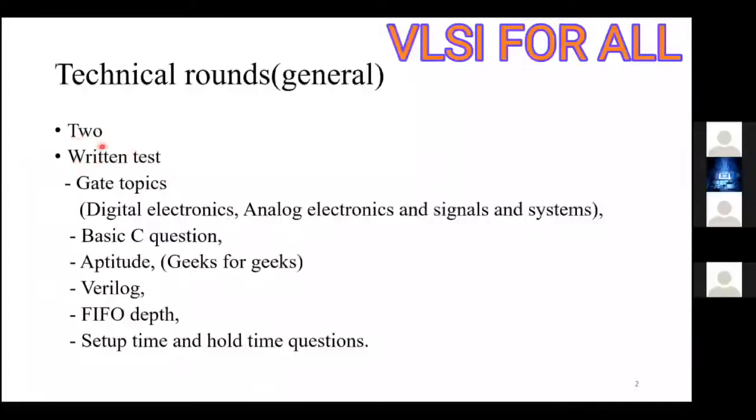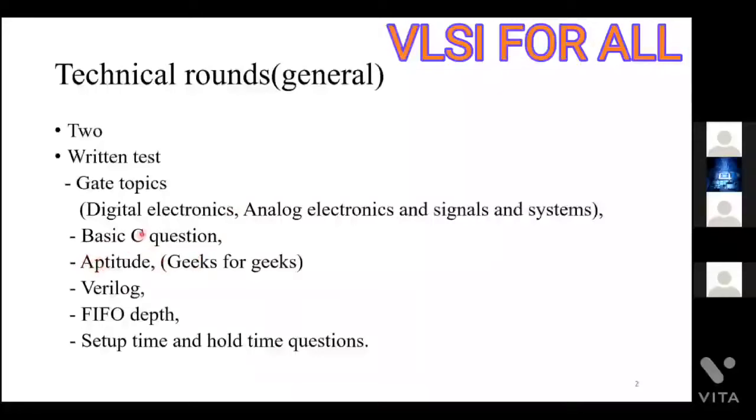Yeah, so there will be generally 2 technical rounds. First one will be a written test, and the topics for the written test are, most of them, from the GATE, like digital electronics and basic analog electronics and signals and systems. The questions will be of the GATE level, most of them of that level or less than that. But the problem with this written test is that the time duration will be the constraint here. So you need to cover the questions within the given time as specified by the company. And there will be some basic C questions, and aptitude will be common for almost all the written tests.